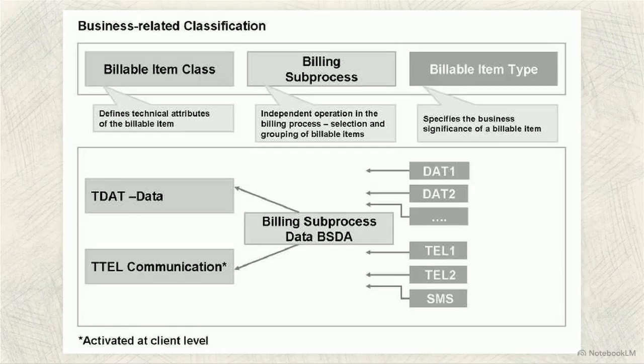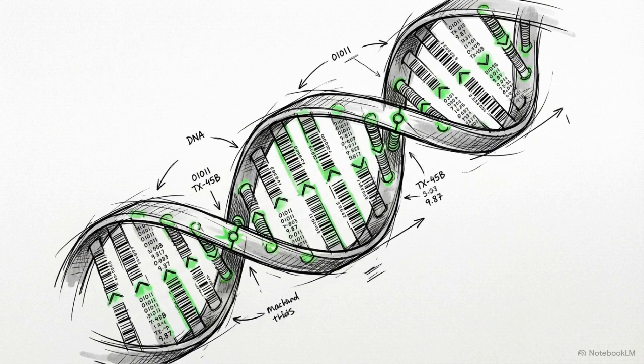A billable item's trajectory is dictated by 3 metadata elements. First, the billable item class defines required technical fields. Next, the billable item type specifies business significance, distinguishing recurring from one-time fees. Finally, the billing subprocess creates an independent track to segregate unrelated items. Without these 3 specific classifications, a bit cannot be routed, grouped, or billed. They form the operational DNA of the transaction.